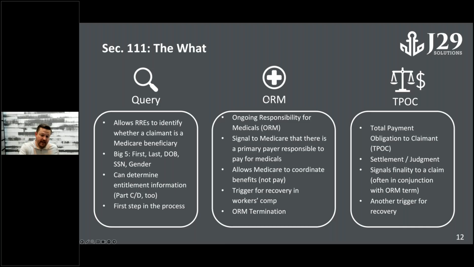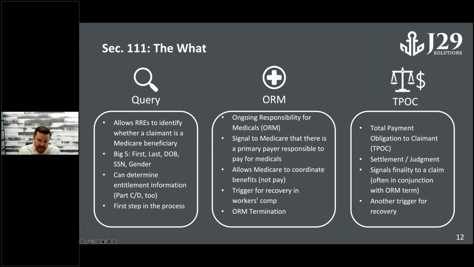Medicare, please don't make any payment associated with the related injuries, related industrial injuries. We're going to make a payment. So it's a coordination of benefits function. It also lets Medicare know, hey, if you do happen to make a payment, we are the entity out here because we've assumed ORM that you can come back to. And Medicare does this via contractors that they have.